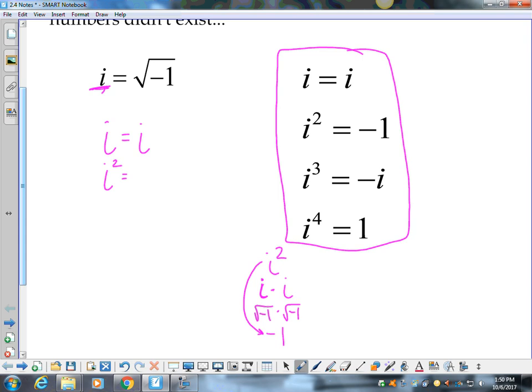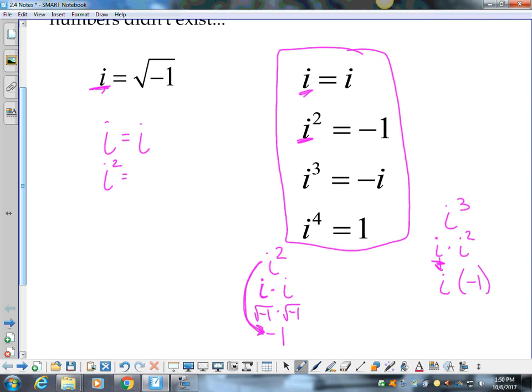i cubed is one that, I don't know, tends to not stick as easy. Now you could think of that as i times i times i, but we've already defined i squared and i. So if I take i cubed and define it as i times i squared, well, i is fine. You can give me answers with i's. And we just defined i squared as negative 1.